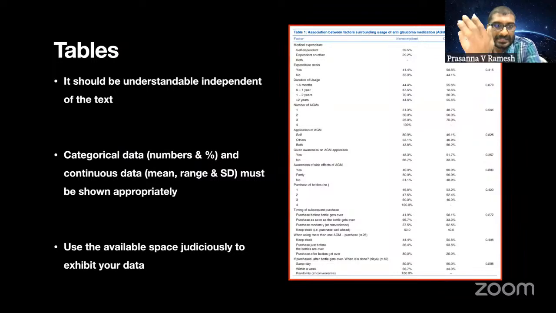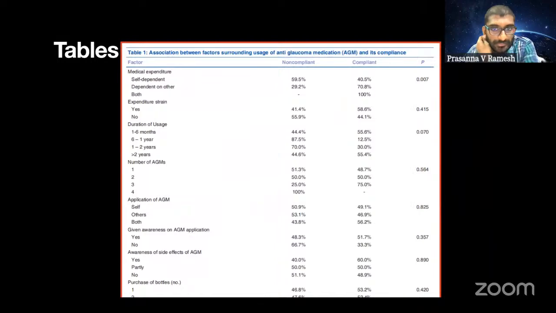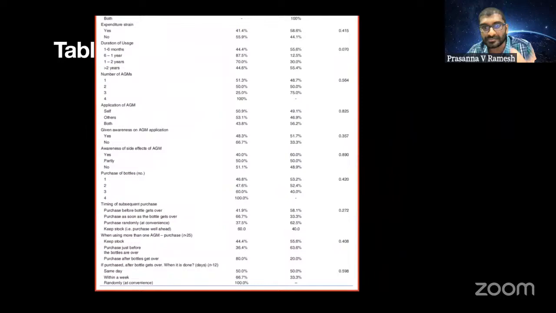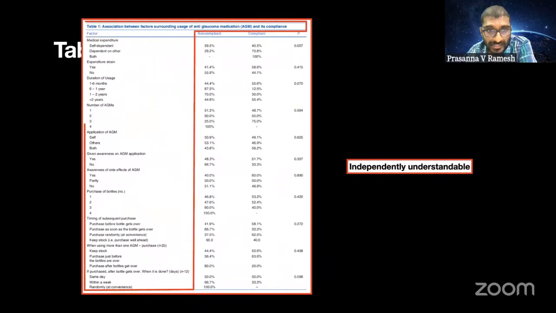And tables and figures: a table should be understandable, independent of the text, with numbers, percentages, mean, range, and standard deviation, or whatever the study demands, and use your space judiciously. As in this particular study of anti-glaucoma medication compliance, you can see numerous data put into a table really spaces it out very well and makes it independently understandable here.